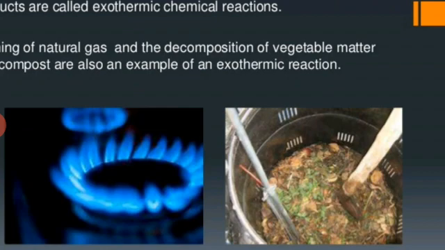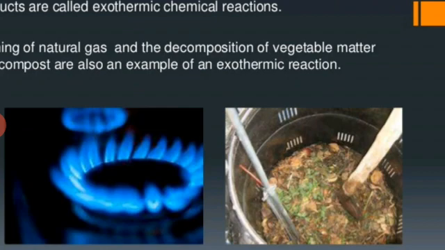When we are burning natural gas in our homes, it is also a kind of combination reaction because the methane gas present in our LPG burns in oxygen to form water and carbon dioxide. That is also a combination reaction. Making of compost is also an exothermic reaction because in this also heat is given out.